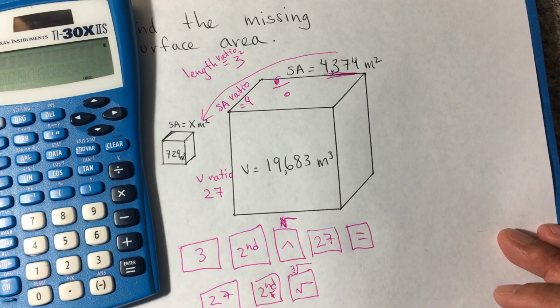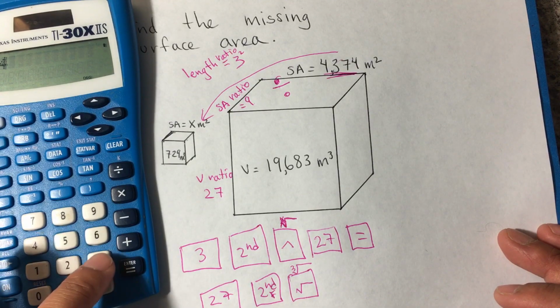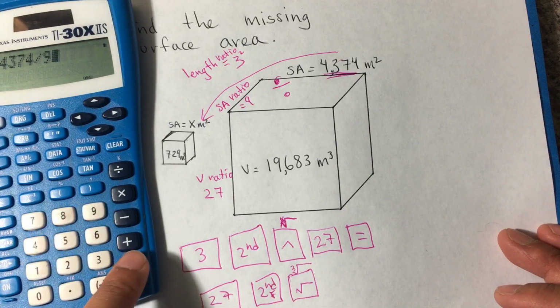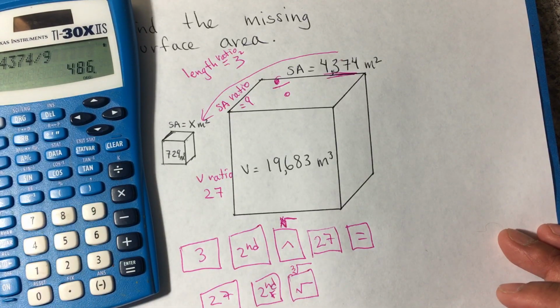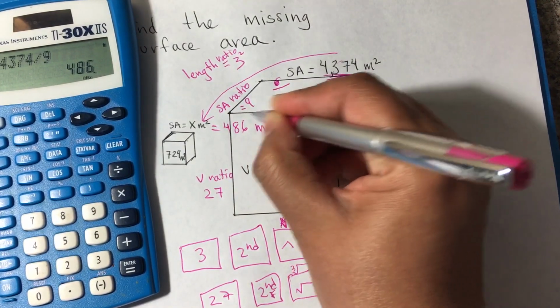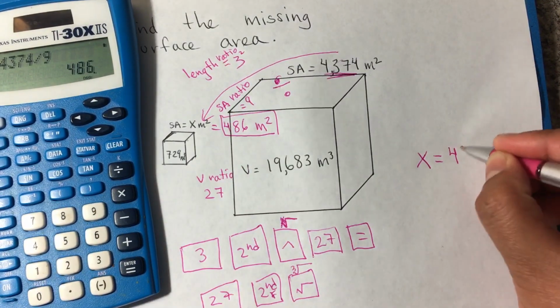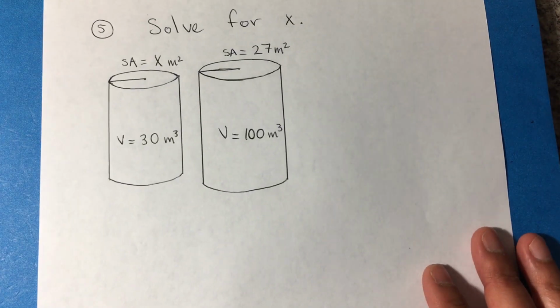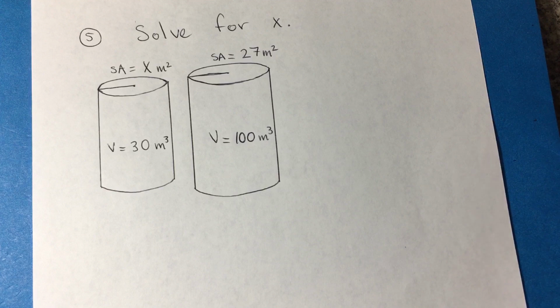So 4,374 divided by 9 gives us 486. And don't forget the unit of measurement. So it's 486 squared meters. And here it just says solve for x, but what we're finding is another surface area.